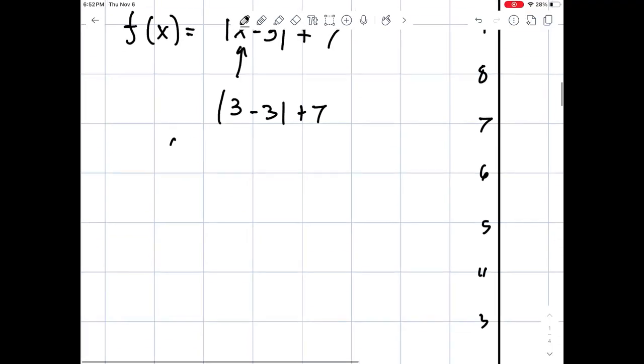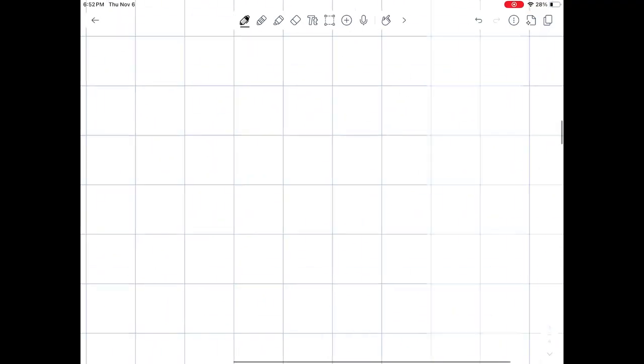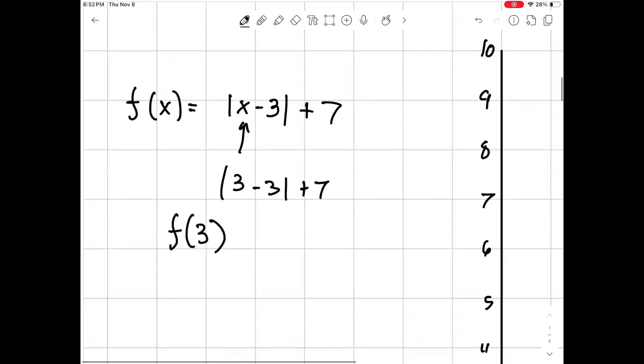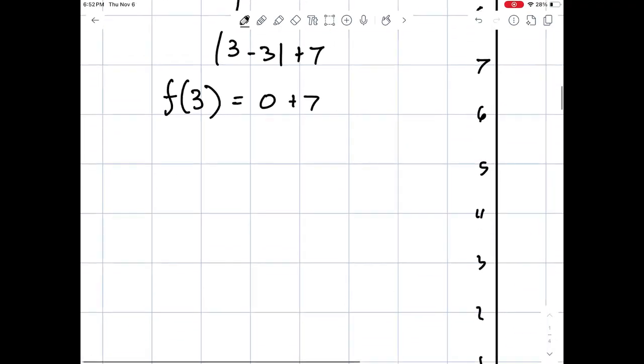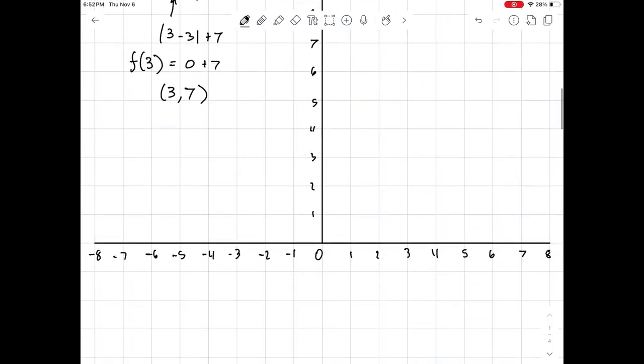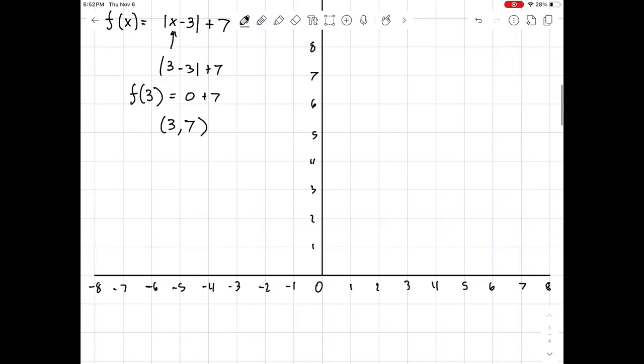Now, if we plug in f of 3, we know this portion equals 0, but this 7 will stick around because there's no variable connected to it, so our vertex is just 3, 7. So it's kind of a starting point, 3, 7.